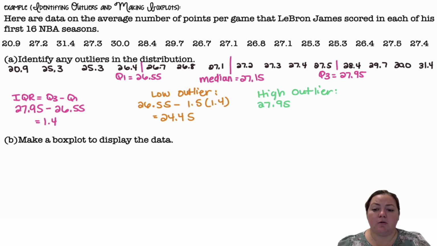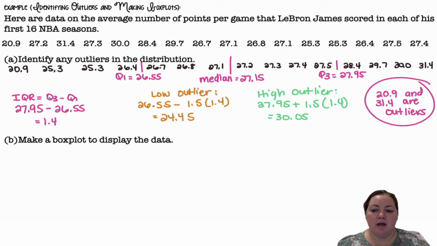High outliers, I'm going to take quartile 3, 27.95, and add 1.5 times the IQR. So 1.5 times 1.4 for the IQR gives me 30.05. So any values greater than 30.05 are outliers. So I had outliers at 20.9 and 31.4. So I have one low and one high outlier.